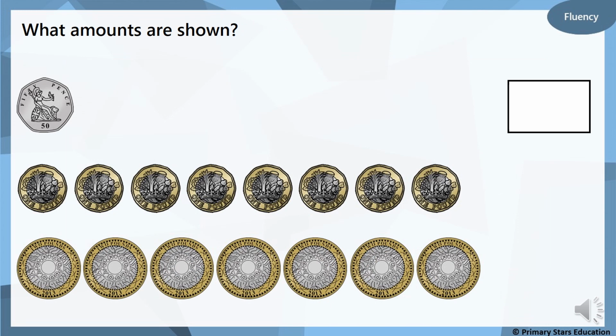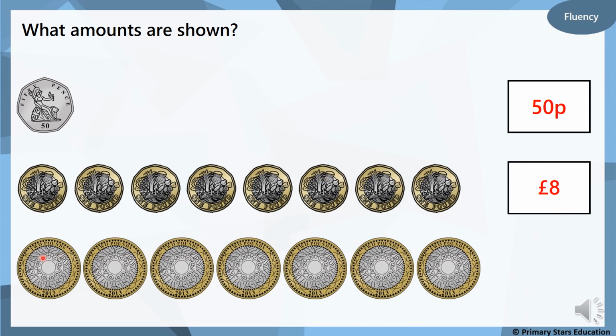Now we're going to have a think about the amounts that are shown. And remember to look at the values to help us know how we can count. So if you look here, we have one 50p coin, which gives us the total of 50 pence. Moving on, we've got £1 coins, so we can count in ones. 1, 2, 3, 4, 5, 6, 7, 8. That's £8. Now if you have a look, you can see we've got 50p.